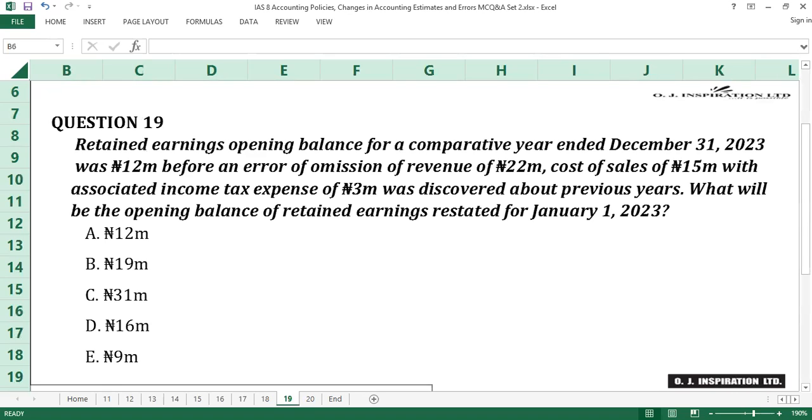Question number 19. The answer to question number 19 is D, 16 million naira. The incremental profit is 22 million naira revenue, less 15 million naira cost of sales, and less associated income tax expense of 3 million naira. This gives 4 million naira. The 4 million naira related to the previous year is added to the opening balance of the comparative year to get the opening balance restated for retained earnings of 16 million naira as of January 1, 2023. D is the answer to question number 19.